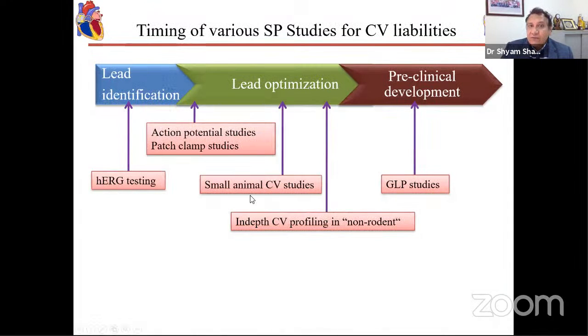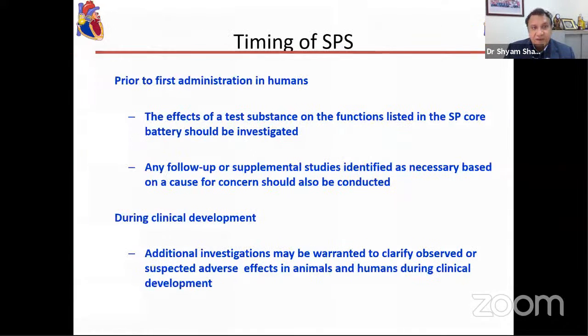What is the time of conducting these studies? At lead identification, you can do HERG cell line based studies, and then you can do the patch clamp study during lead optimization of these new chemical entities. Small animal cardiovascular studies can be done during that time, and in-depth cardiovascular profiling needs to be done in a non-rodent like the dog. And then in preclinical development, you require GLP as per the regulatory guidelines. Whether Indian regulatory or other country regulatory, most of those regulatory guidelines require GLP for cardiovascular safety pharmacology. So that's the timing.